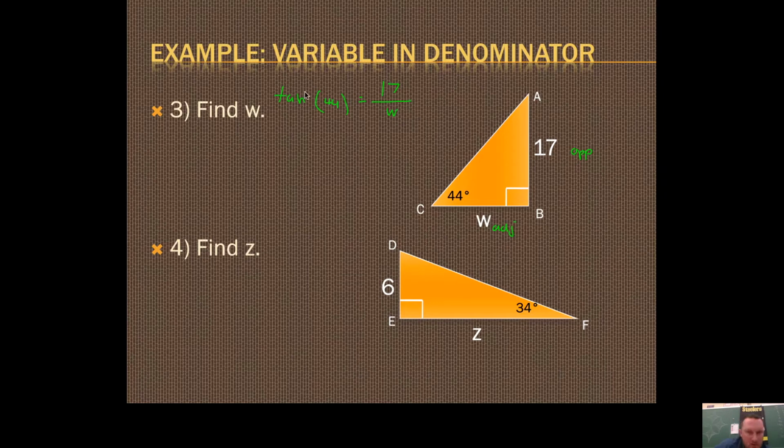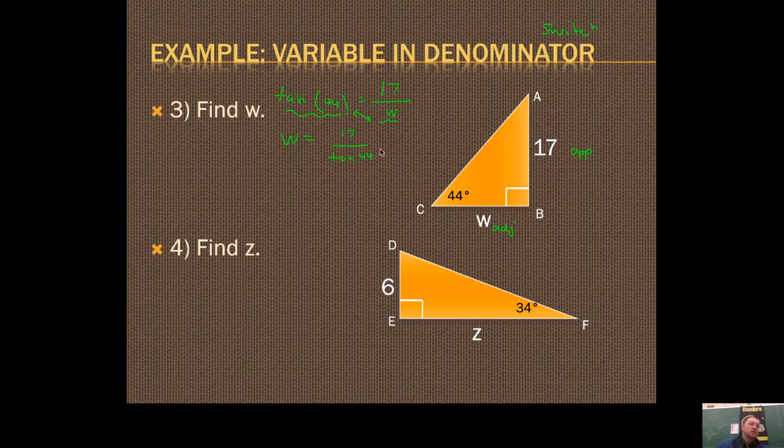Now, when this happens, you're going to switch this tangent of 44 with this W. So W is going to equal 17 divided by the tangent of 44. So you just make this switch with these two guys. Okay, so that's what we're going to call this. We're just going to switch it.